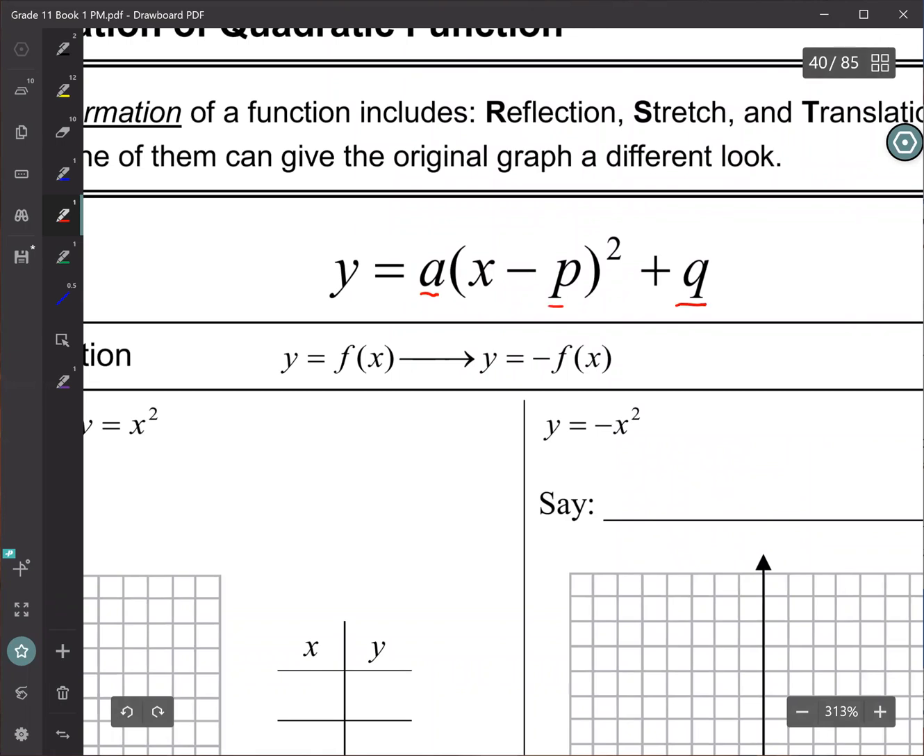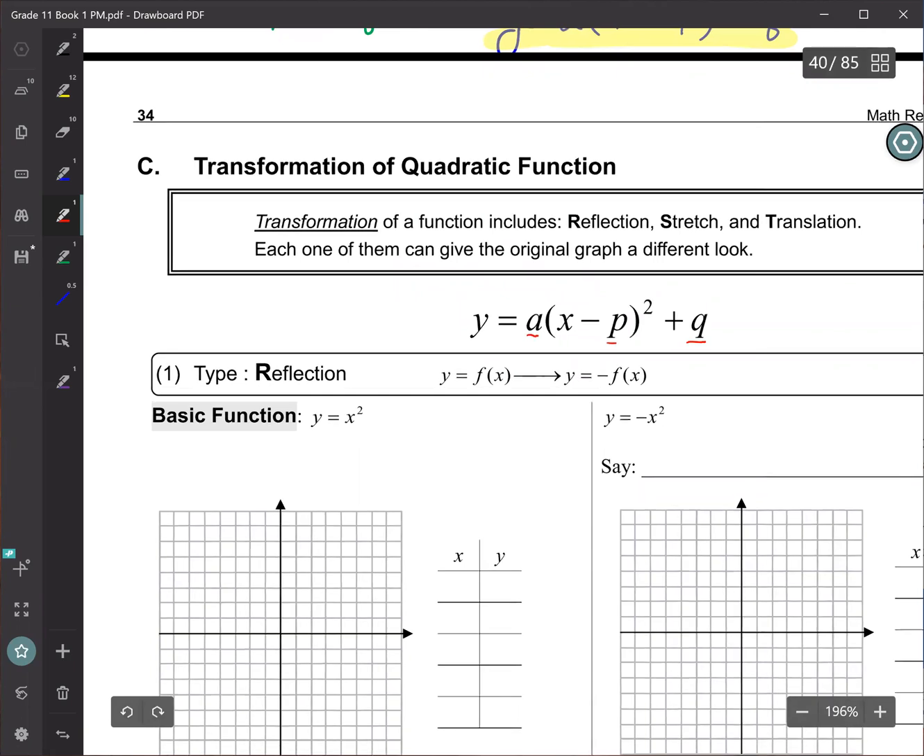So what does this do? It will transform the function, transform the graph. Transform means it will change the shape. Either it makes it bigger or smaller, or flips it upside down, or it can move it around, to the left, to the right, up and down. So together it's called transformation.